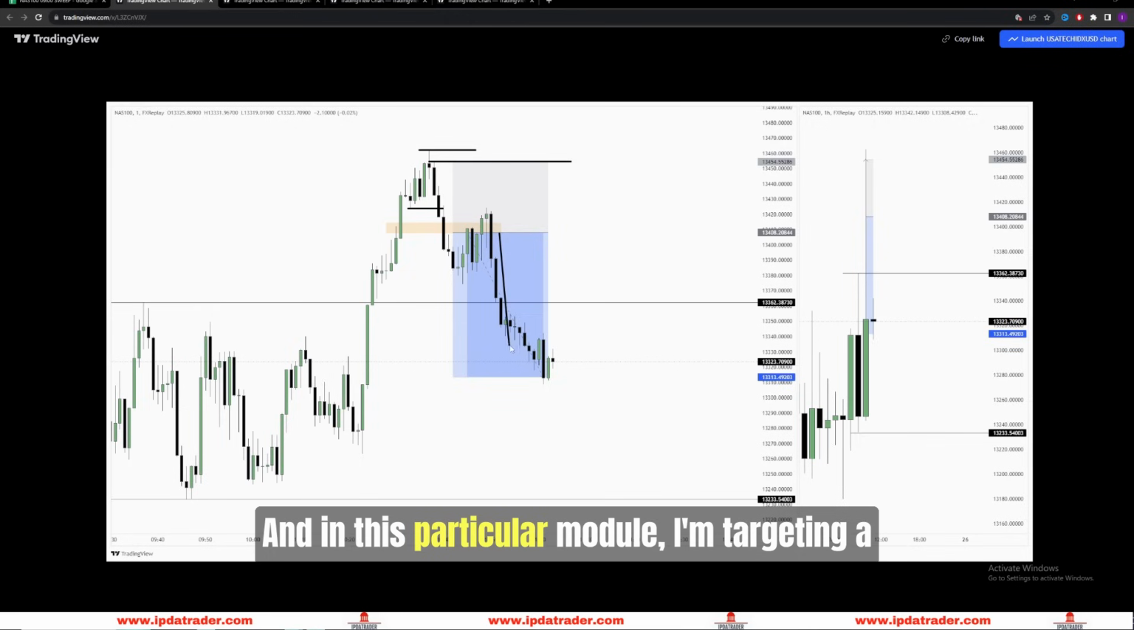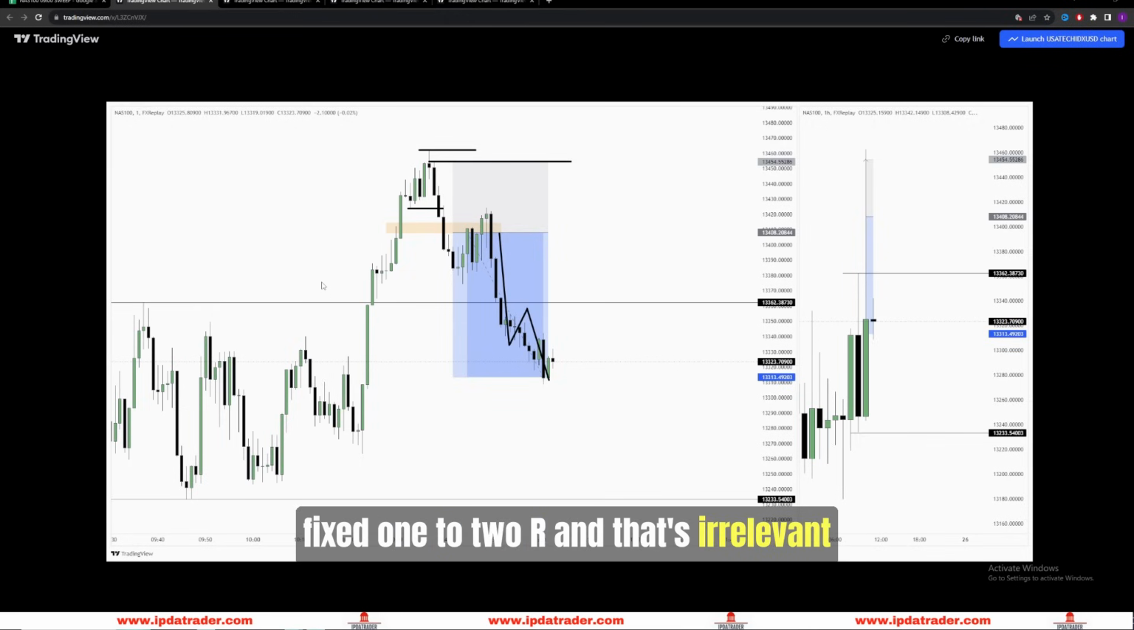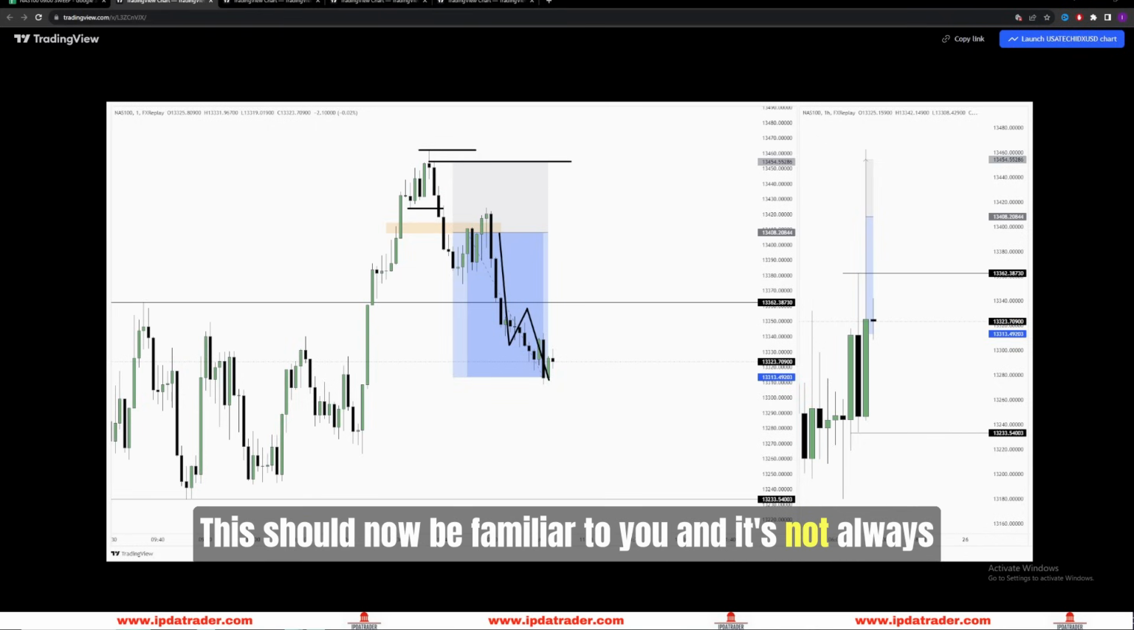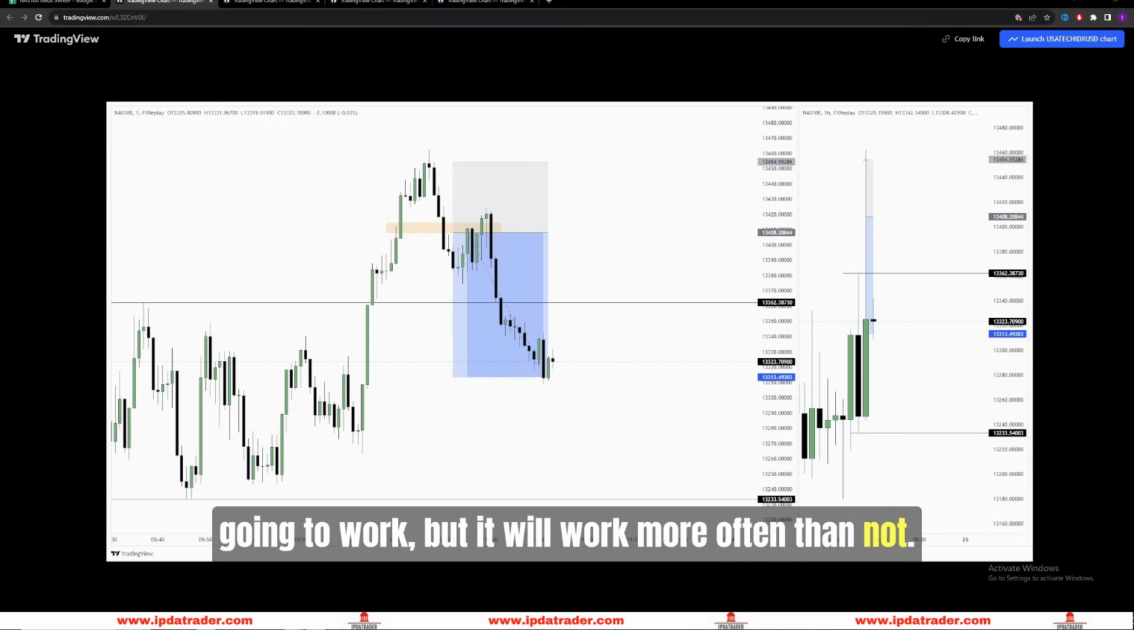And in this particular module, I'm targeting a fixed 1 to 2R, and that's irrelevant now. But this is the actual entry technique. This should now be familiar to you. And it's not always going to work, but it will work more often than not.